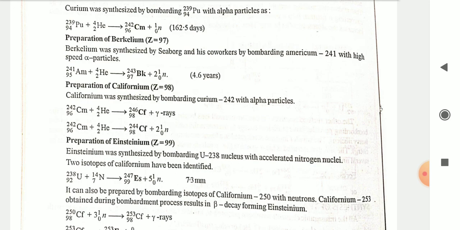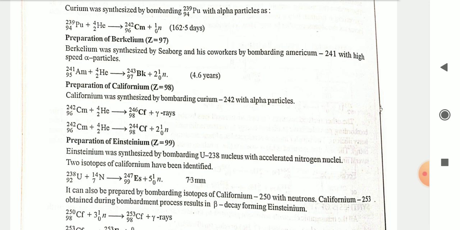Preparation of californium. Californium was synthesized by bombarding curium-242 with alpha particles. Preparation of einsteinium. Einsteinium was synthesized by bombarding U-238 nuclei with accelerated nitrogen nuclei. Two isotopes of californium have been identified.